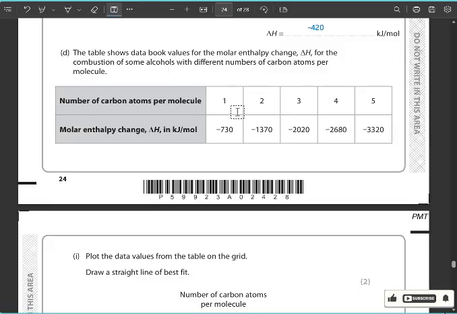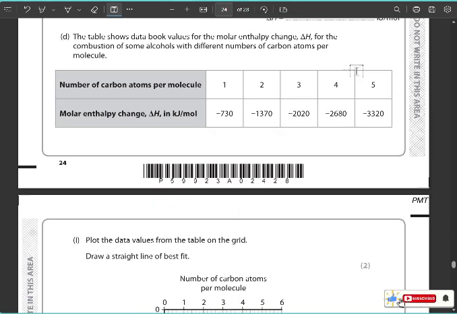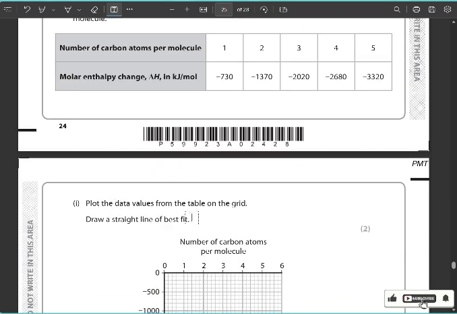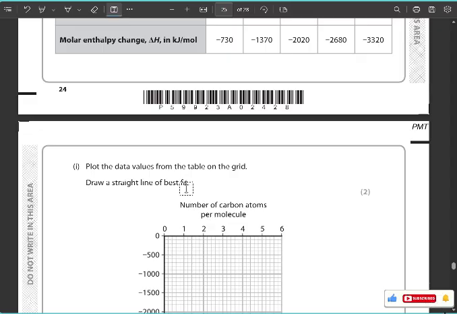Okay, the table shows the data book values for the molar enthalpy change for the combustion of some alcohols with different numbers of carbon atoms per molecule. Okay, we can see the table. Plot the data values from the table on the grid. Draw a straight line of best fit.